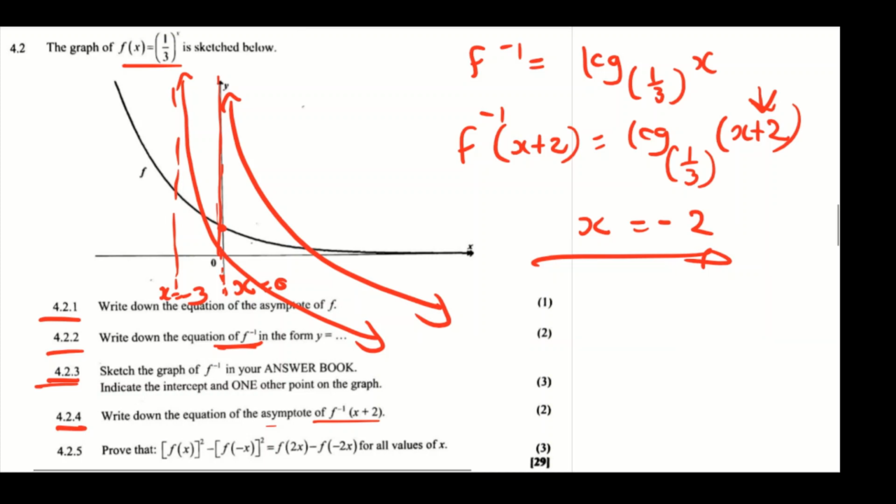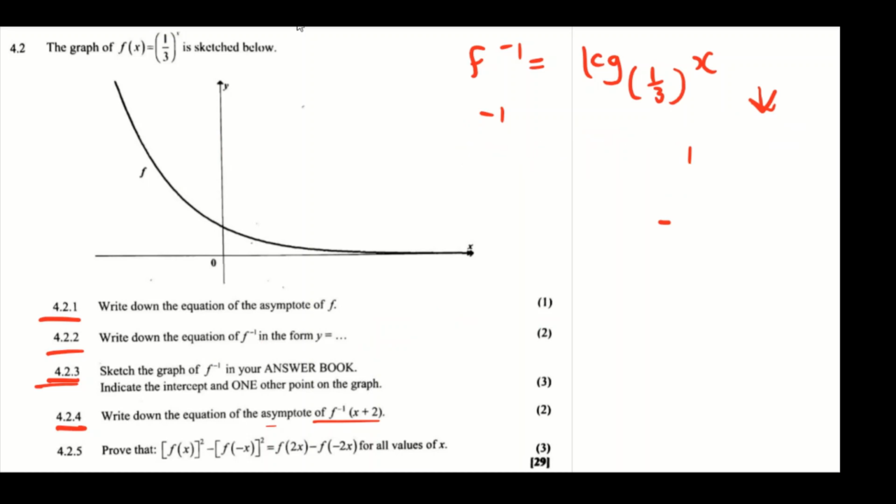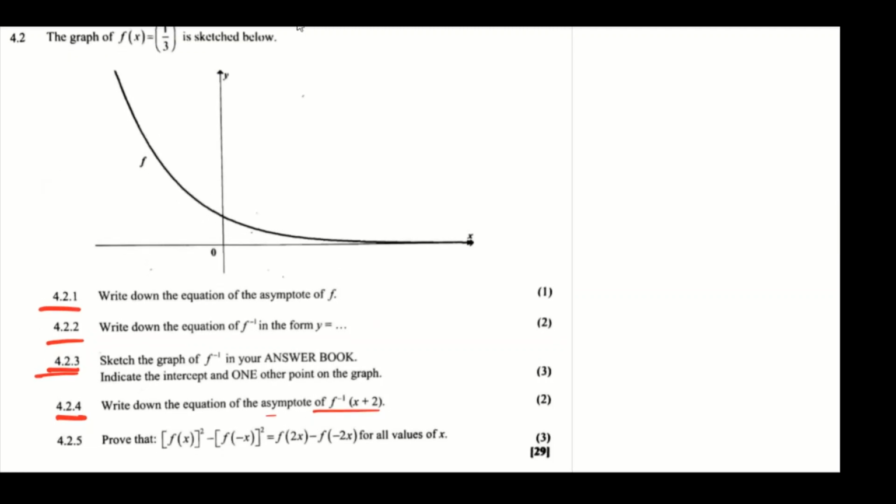Anyways, let's continue now. Let's go to 4.2.5, which is really not difficult. It looks difficult, but it's not. I hope you guys nailed it. So what you're asked here is to prove that f of x all squared minus f of minus x all squared is equal to f of 2x minus f of minus 2x. So really not difficult. So let's look at the left hand side.